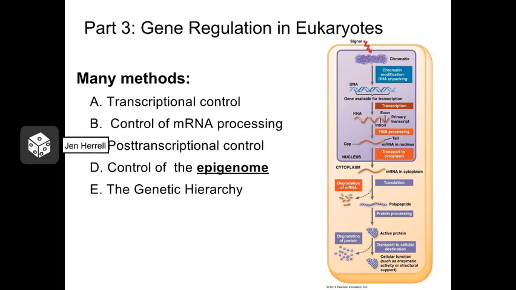Eukaryotic cells can activate or deactivate the gene expression pathway at many points. They can affect how genes are expressed at the level of transcription by affecting how that gene is copied. They can also affect the transcript, that little mRNA copy that's made. It can be modified in different ways. And finally, they can affect any of the steps after transcription, which we call post-transcriptional control. There's also something called the epigenome and the genetic hierarchy that can play a role in turning genes on or off.